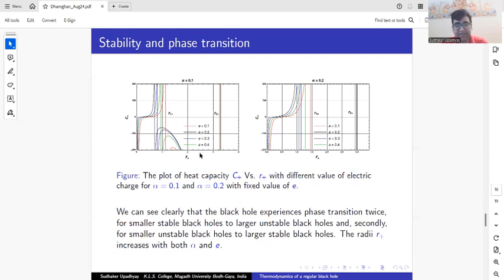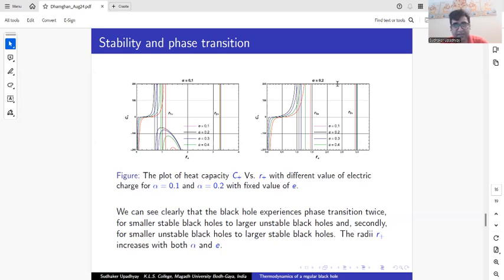Firstly, for the smaller radius, this is a positive quantity, so in this region the black hole is stable. And here you can see this is a negative heat capacity, which means in this region it is unstable. So there is a first phase transition where the small black hole goes from a stable region to an unstable region. And further, for the second case, it will go from the unstable region to the stable region. The radii increase with alpha and charge e.